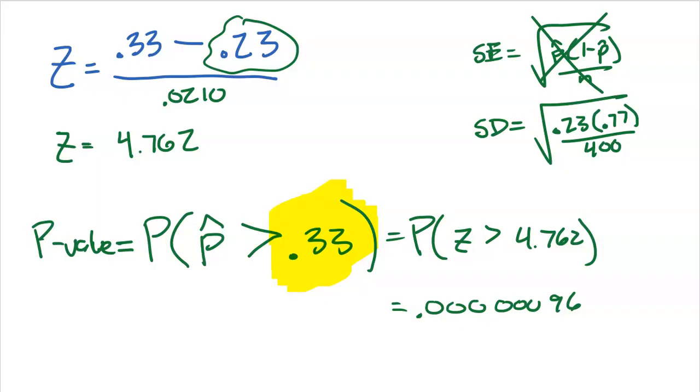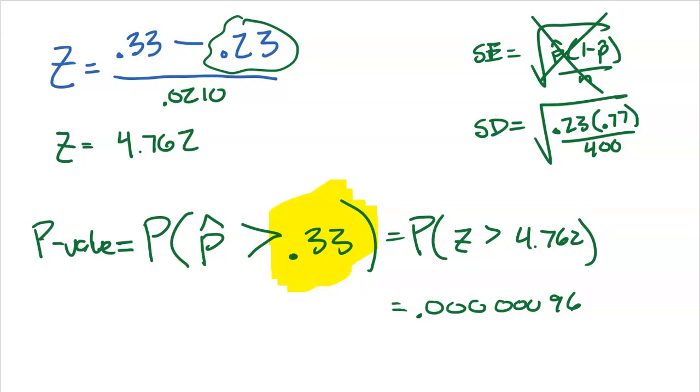So what am I going to do? Well, here comes my conclusion. I'm not going to write it. I'm trying to make this video quick. I'm going to say it. First, step one, since my p-value of 0.0000096 is less than 0.01, I will reject the null.